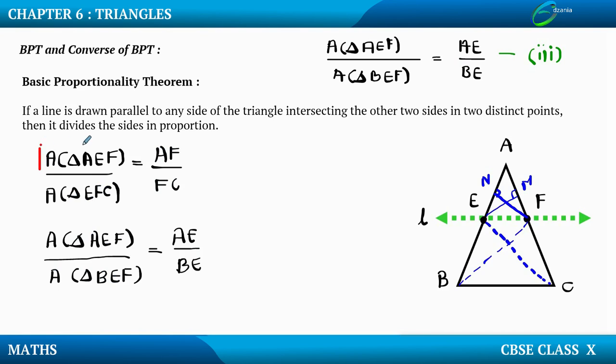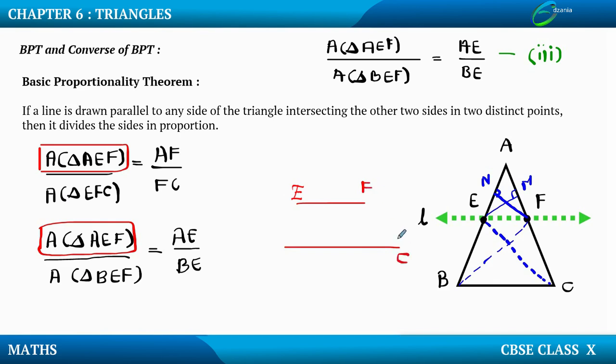Now this area of triangle AEF and this area of triangle AEF is same. That means they two are equal. Now observe triangle EFC and triangle BEF. Triangle EFC lies between the two parallel lines EF and BC. Similarly, triangle BEF is also between the two parallel lines EF and BC.